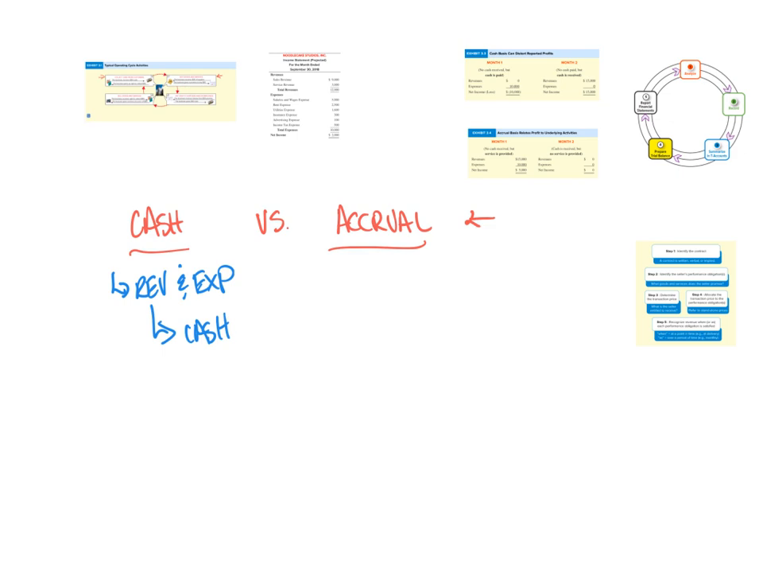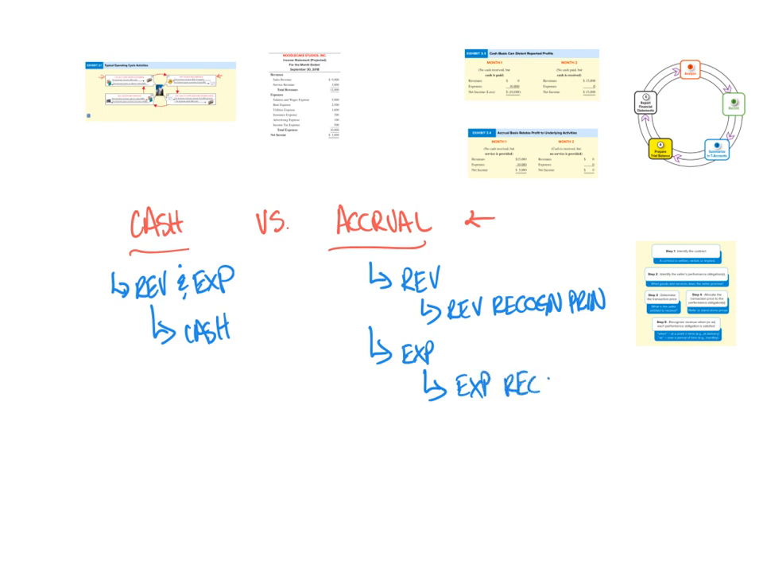From an accrual basis perspective, that is not the way we interpret revenues and expenses. Instead, revenues are going to be driven by what we call the revenue recognition principle, which we'll talk about here in a minute. And expenses are going to be driven by the expense recognition principle. And again, we'll talk about that here in a minute.